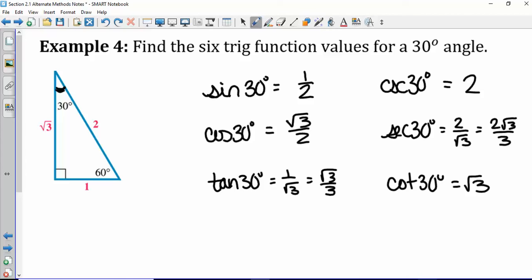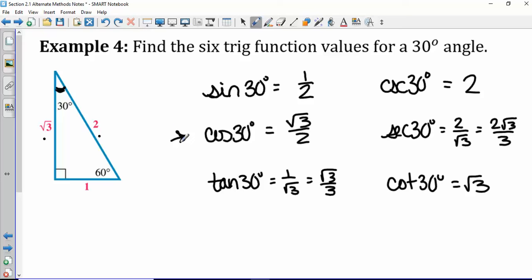The second common angle is actually 60 degrees. I'm not going to write all these down, but we could talk through them. So what is the sine of 60? Radical 3 over 2, which is equal to the cosine of 30 because they're cofunctions. So the cosine of 60 is the same as the sine of 30. It's 1/2. Tangent of 60 would be opposite over adjacent, so radical 3 over 1, or radical 3.